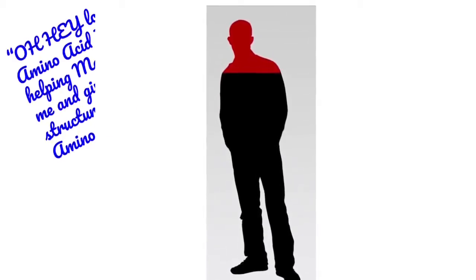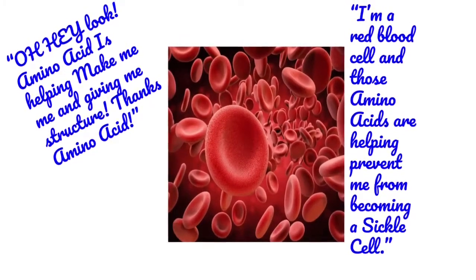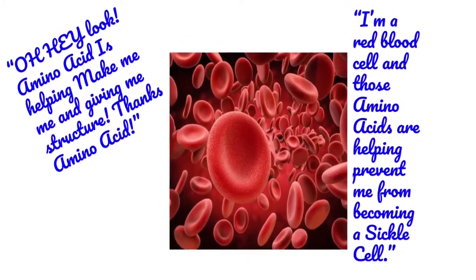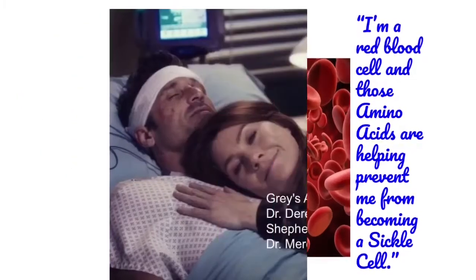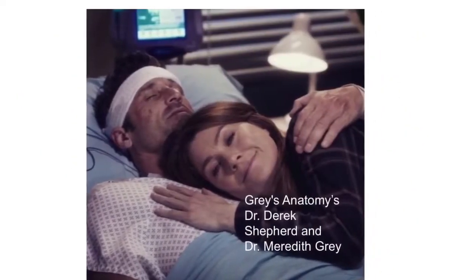20% of your body is protein, so that's way important. They also make up and give our cells structure. So for example, a red blood cell, they help it from becoming a sickle cell. They also can help repair tissue. There are 2 types of amino acids.